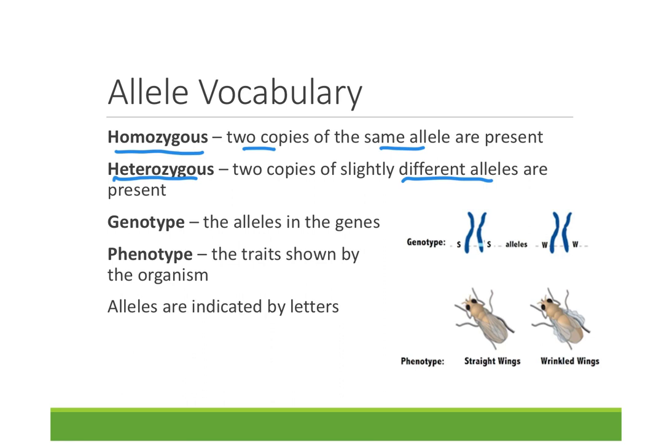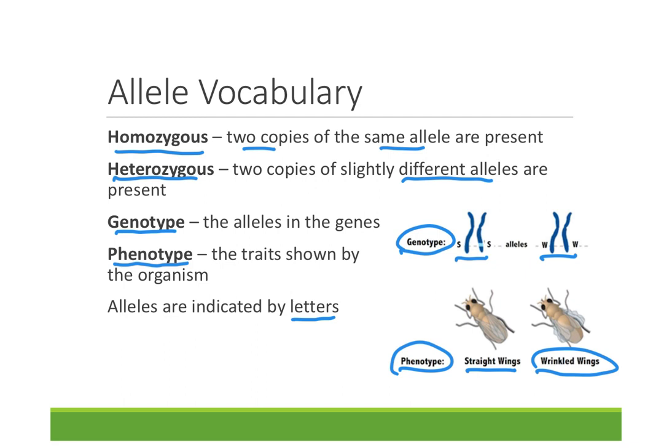The alleles in the genes are known as the genotype. But the way the trait shows up in the organism is the phenotype. And we can only see the phenotype. We can deduce the genotype, but we only see the phenotype. And when we're talking about alleles, we indicate them by letters, usually capital and lowercase. So on the illustration here, our genotype is given up top. So we see two capital S's for the alleles here that produce the straight wings on the phenotype for this fruit fly, whereas two copies of the W allele is going to give you wrinkled wings down on the phenotype layer.